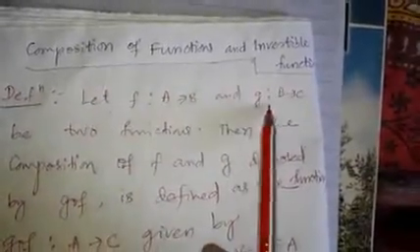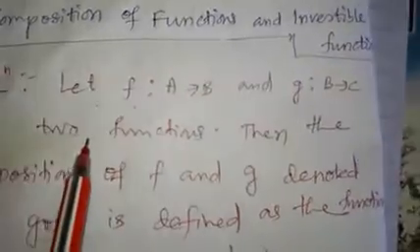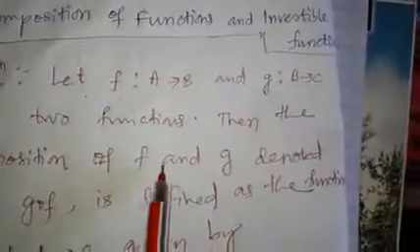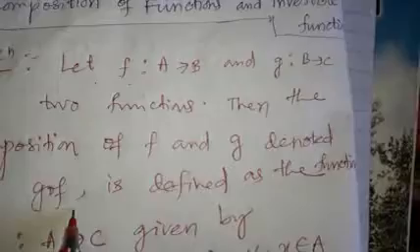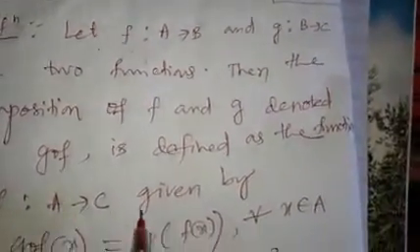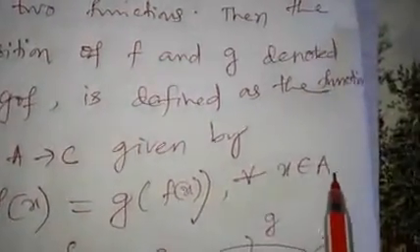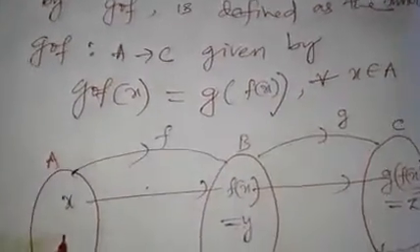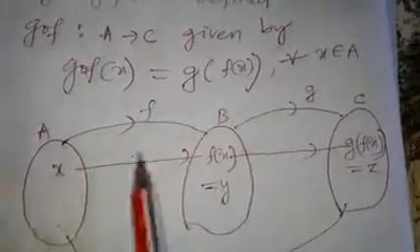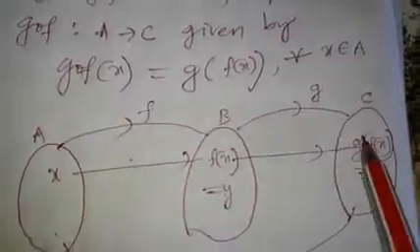Thus f is not a bijective function. Now, what is a composite function or composition of functions, and an invertible function? Definition: let f from a to b and g from b to c be two functions, then the composition of f and g, denoted by g o f, is defined as the function from a to c given by g o f of x is equal to g of f of x for x belongs to a. So here is a set, here b set, here c set; a to b is the f function, b to c is the g function.